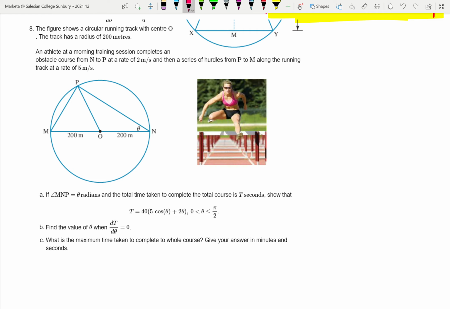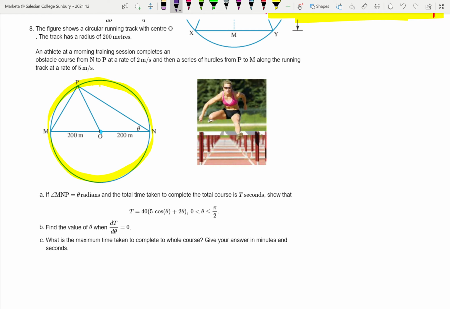So here we have a circular running track. So the circular running track is this thing, and then the centre is the O there, that's pretty obvious, and then they show us the radius being 200. So what I would do when I start a question like that, I would add in information that's not there already.